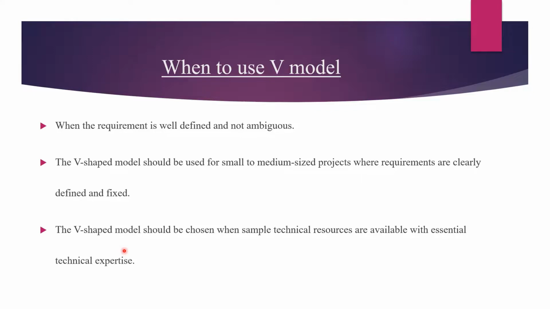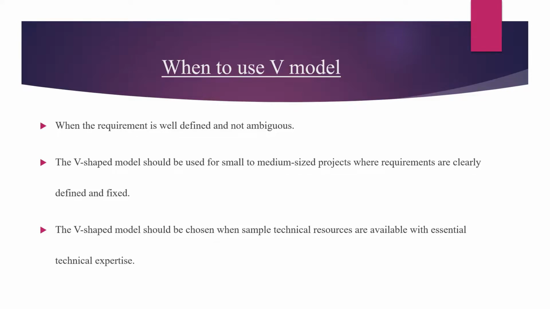The V-shaped model should be chosen when ample technical resources are available with essential technical expertise, meaning that if any defect or bug comes up at the time of running the application, then proper technical resources should be available so that the site can be maintained. So at that time the V model can be helpful to build the software.